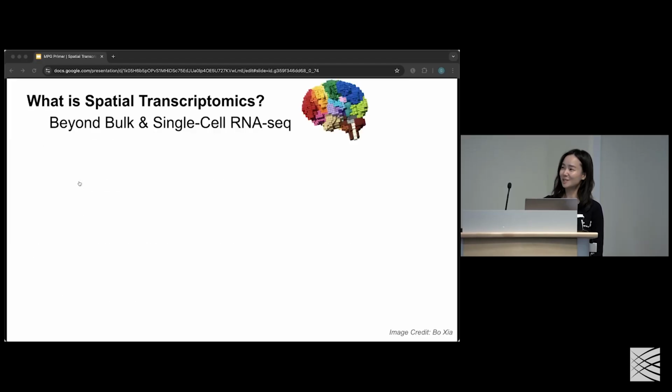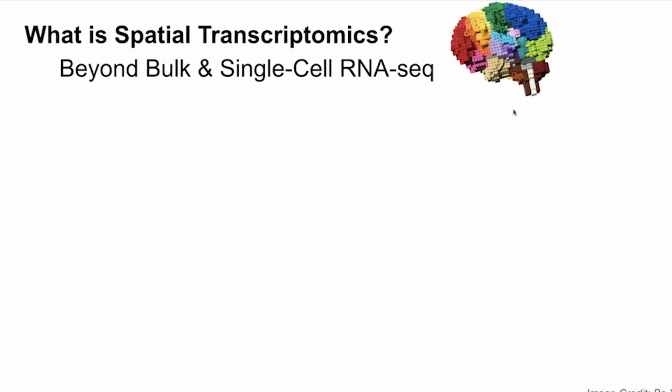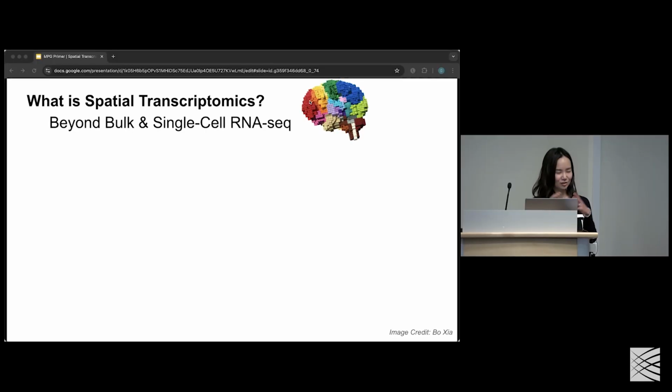Okay, so what is spatial transcriptomics? I think that to understand fully spatial transcriptomics, we first want to understand its most famous predecessors, in particular, bulk RNA sequencing and single-cell RNA sequencing. So this is a cross-section of a human brain. And as you can see, there are many Lego pieces that define different distinct brain regions, and perhaps even distinct structures at the micro level.